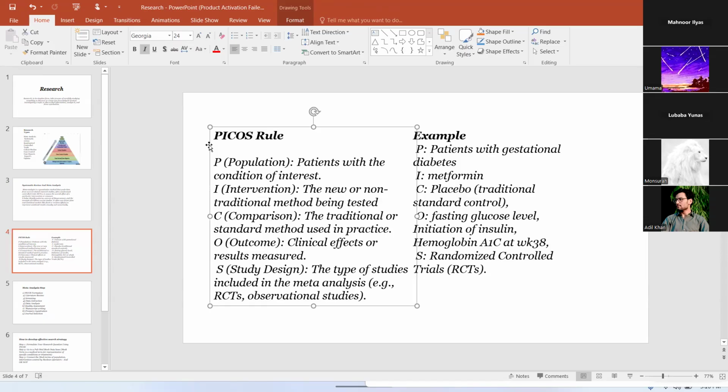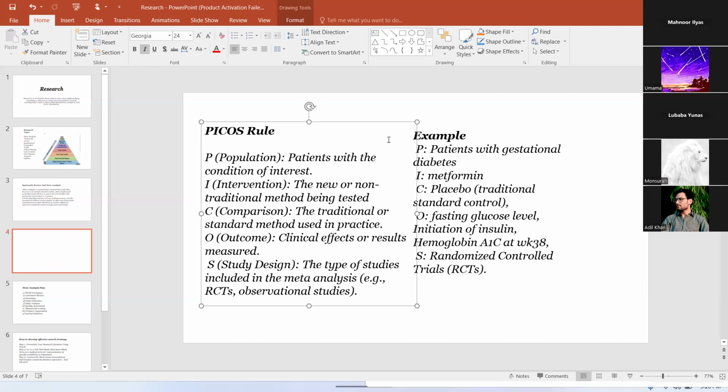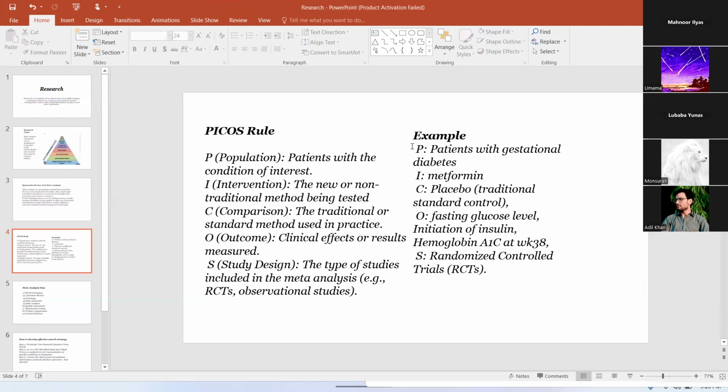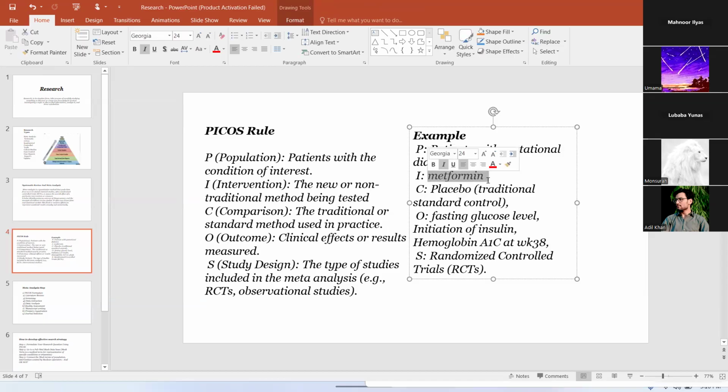Okay, now let's understand this through an example. Let's say I'm performing a meta to know the efficacy and safety of metformin in gestational diabetes. So, what is my patient population? My patient population is patients with gestational diabetes, right? Here, the P would be gestational diabetes. What is my intervention? My intervention is my drug of interest. I'm studying metformin here, so my intervention is metformin. Now, what is C, the control? The control I'm using here is placebo. I'll show a study on this example to you. Okay, so placebo. Now, what is placebo?